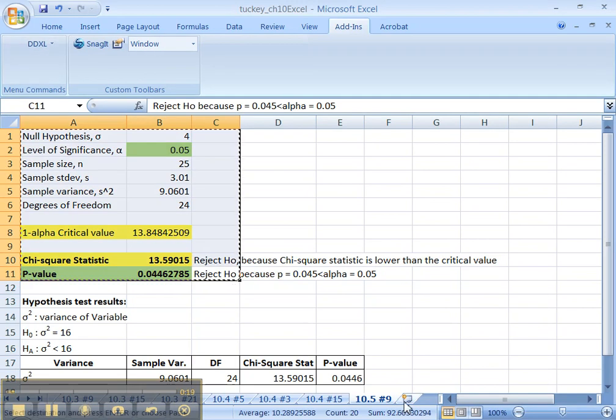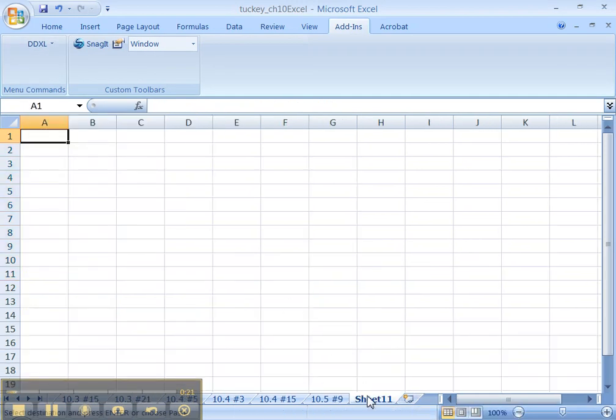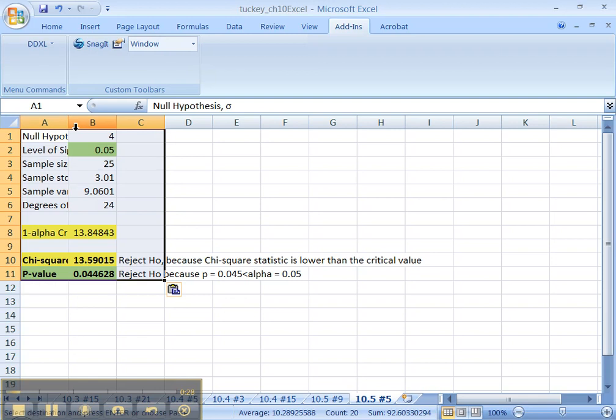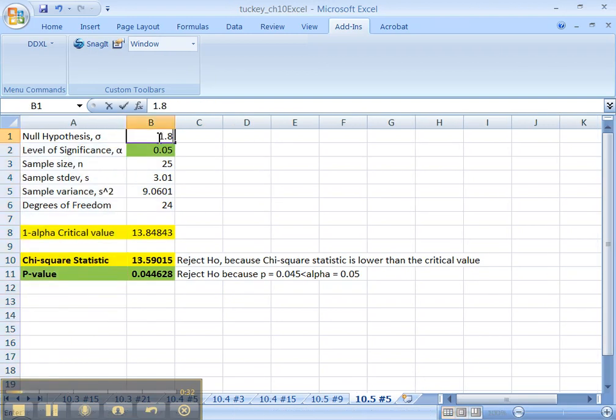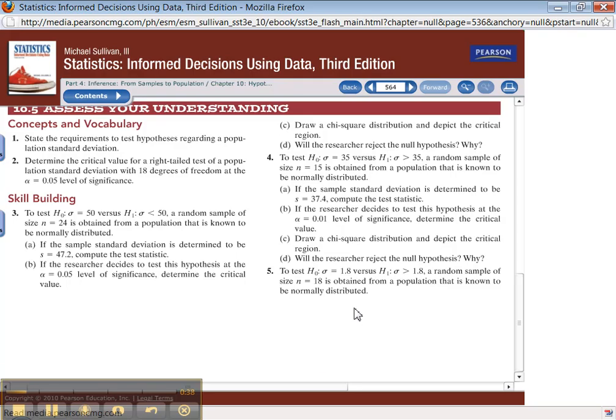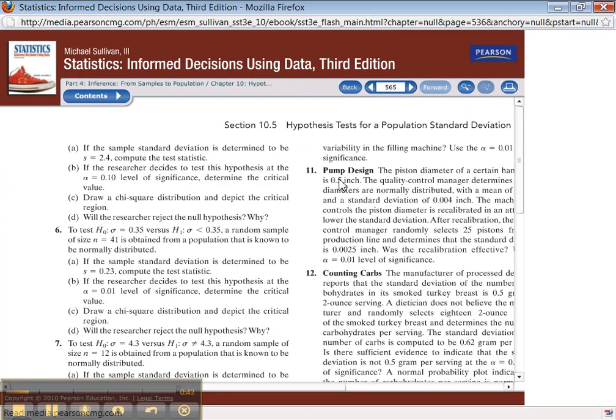And I'm going to make a new page, sheet 11. I'm going to call it 10.5 number 5. I'm going to paste this in. Alright, so we saw that this was 1.8 and this was 18, I believe. Oops, wrong thing. Yeah, 1.8, 18. Let's go to the next page for the rest of the info.